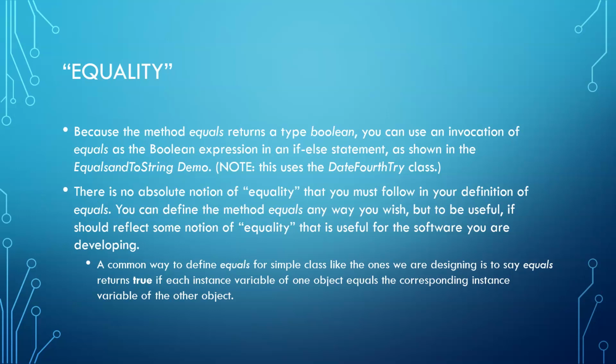Now, a common way to define equals for a simple class like the ones we're designing is to say equals returns true if each instance variable of one object equals the corresponding instance variable of the other object. So, day is equal to day, month equals month, year equals year, etc.